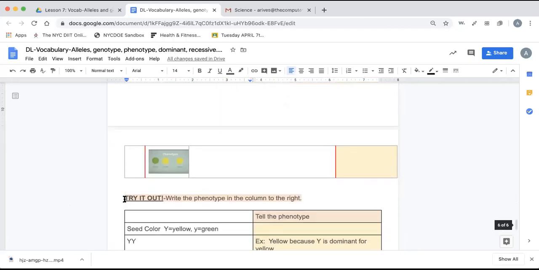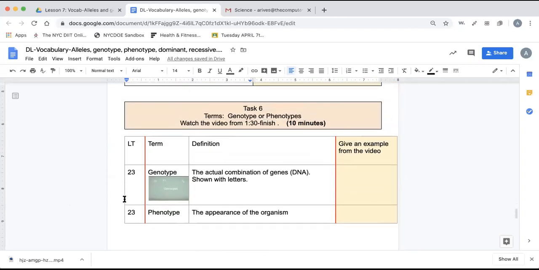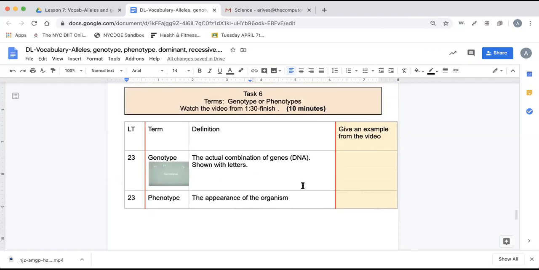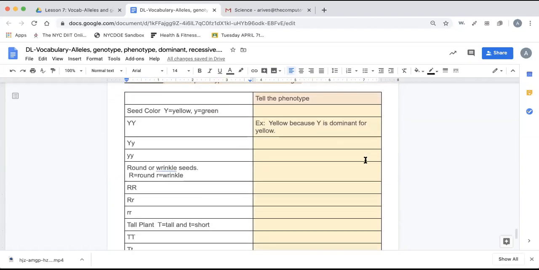And last but not least, and scanning down, we have genotypes and phenotypes. So here's where you need to start watching at 1:30. Spend about 10 minutes on that. Genotypes would be the actual combination of genes. So they're the letters that represent what is on the DNA. Phenotype is what you see. It's the appearance. So in the case of our seeds, that's what you're going to give over here. So we might have a tall or short plant. That would be a phenotype. And then the combination of letters, which in our examples, we'll use capital T and lowercase t, are what you will have for the genotype. All right, then you'll fill this out.